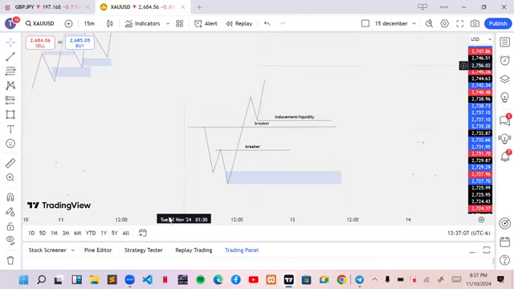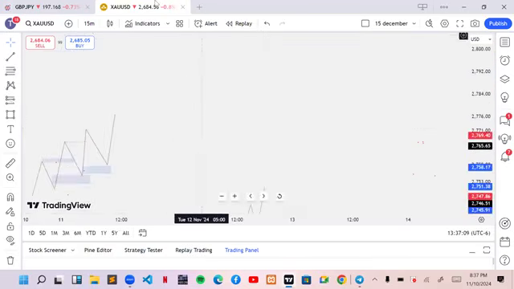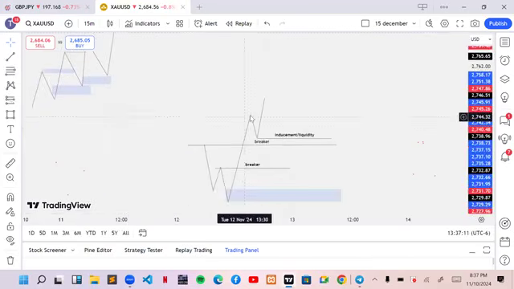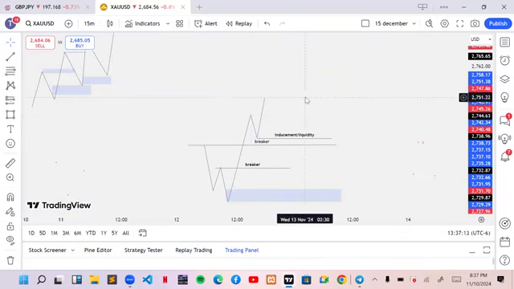Now, if you pay attention to the rules, the first rule says it needs to trigger a shift in market structure, which we have right here. Second rule says it needs to have liquidity protecting it, which we have here, which is our inducement, which is our liquidity. Third rule says it needs to be unmitigated. It means that price needs to not have tapped into this point of interest before.